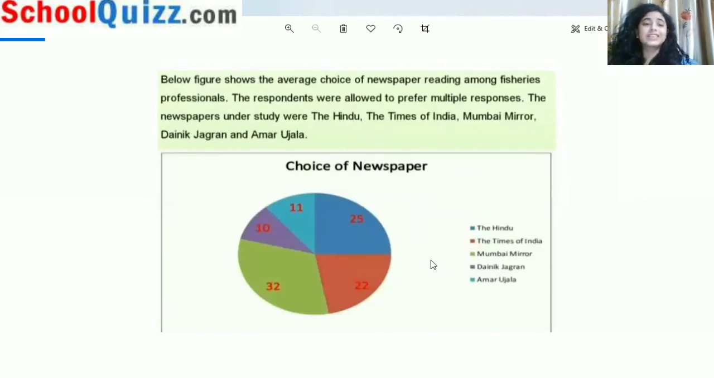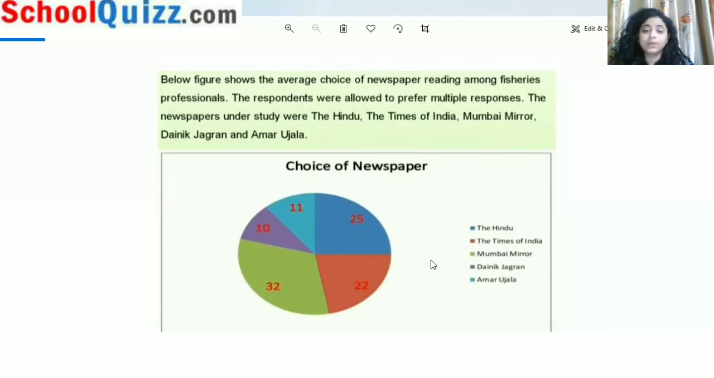So here, which kind of newspapers were they reading? The below figure shows the average choice of newspaper reading among fisheries professionals. The respondents were allowed to prefer multiple responses. The newspapers studied were the Hindu, Times of India, Mumbai Mirror, Dainik Jagran, and Amar Ujala. Okay. So who has chosen what kind of newspapers? So these are the colors given to all the newspaper companies: the Hindu, the Times of India, Mumbai Mirror, Dainik Jagran, and Amar Ujala. Okay. So 11% of those people used what? Hindustan Times. Okay. Sorry, Amar Ujala.